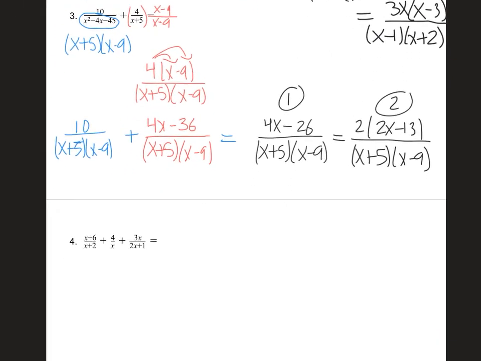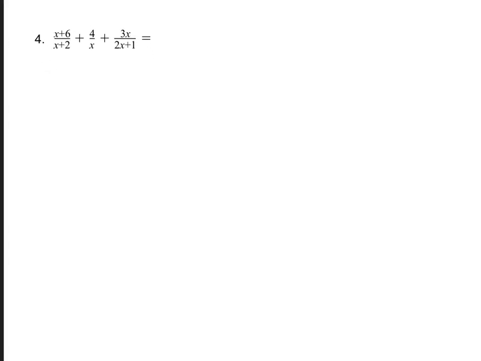Very nice. Coming down here, now it's a little bit of a doozy. This one can throw you for a loop just a little bit. Let's get to it. These denominators, there's 3 now, so it's going to be a little bit different, and I'm going to try to simplify this as much as I can. I've got a denominator that is x plus 2, a denominator that is just x, and a denominator that is 2x plus 1.